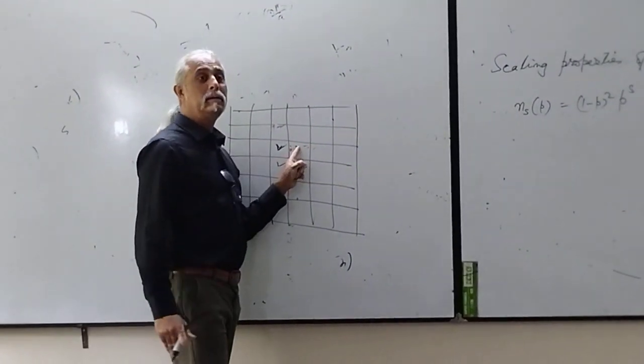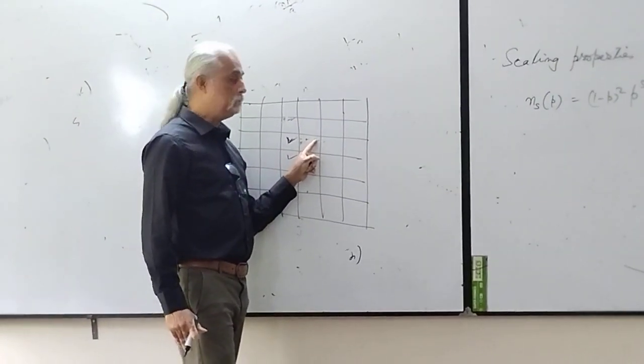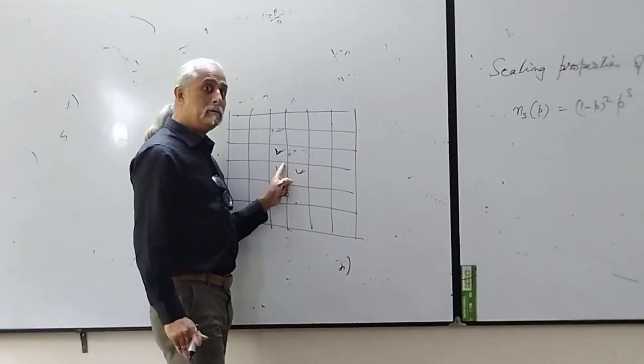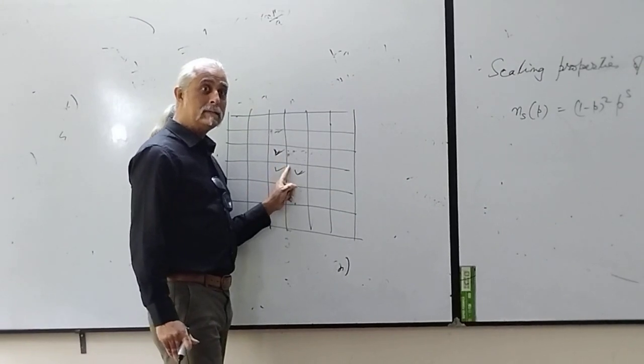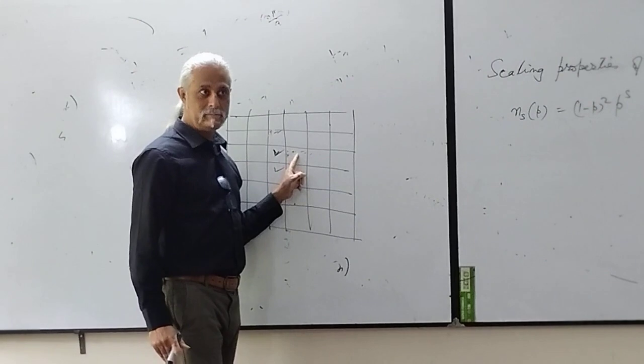It is called an animal. That is an animal. The same cluster size can have different numbers of perimeter.